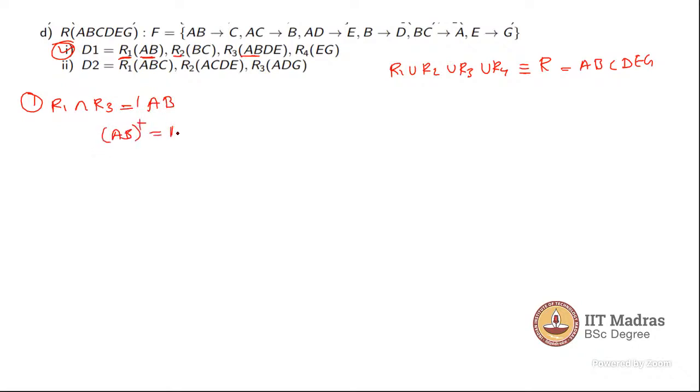AB, this is AB itself. So relation R1 is AB only. Yes, I can determine R1 from that. So the first condition is satisfied. Now this combination is satisfied.